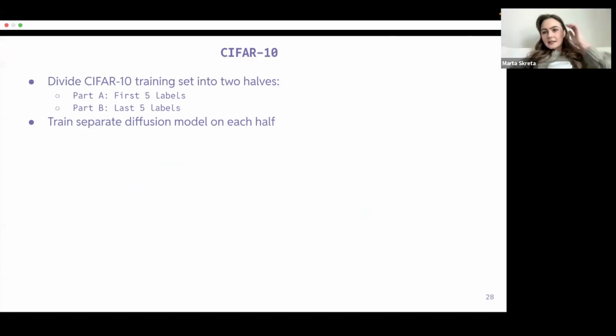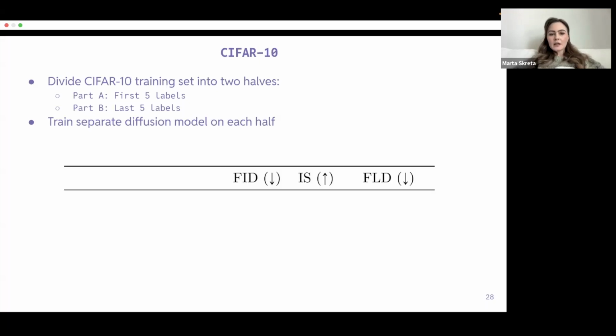So, going back to the first example, which is unconditional image generation. We are dividing CIFAR10 into two halves. We separate the first 5 labels from the last 5 labels, and we train 2 separate diffusion models, one on each half. Now we want to generate from either each of the models separately or together.